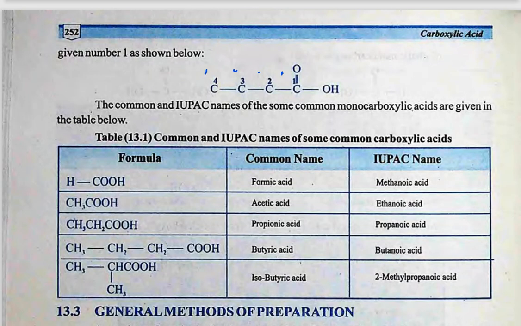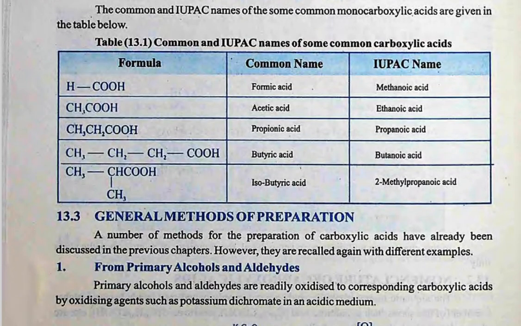Here we have a chart with examples of a few acids and their common and IUPAC names. First is formic acid, the IUPAC name is methanoic acid. Acetic acid is ethanoic acid, propionic acid is propanoic acid, and butyric acid is butanoic acid.